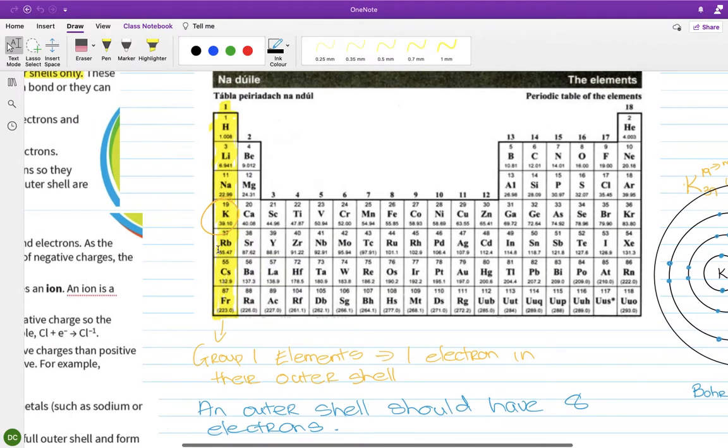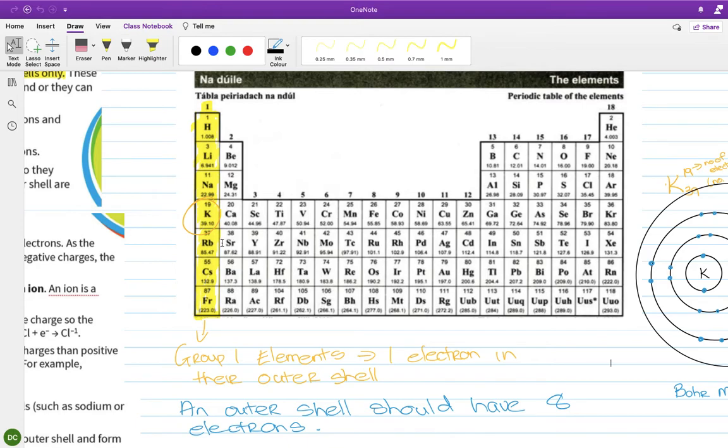Okay, your group 2 elements, if your group 1 elements have 1 electron in the outer shell, then your group 2 elements should have 2 electrons in the outer shell. Okay, so that's our group 2. So you would expect these to have 2 electrons in the outer shell.